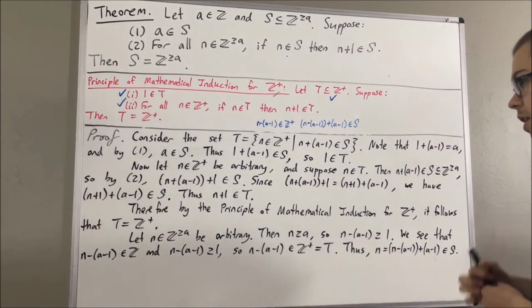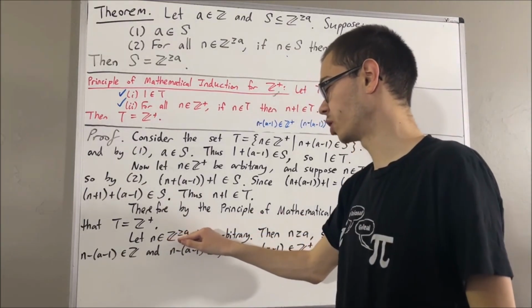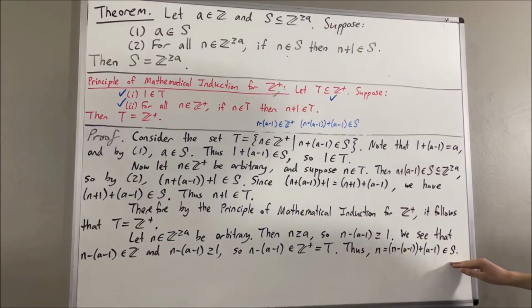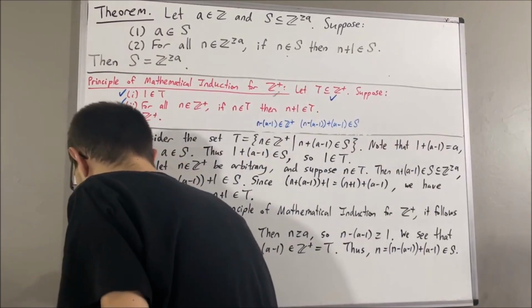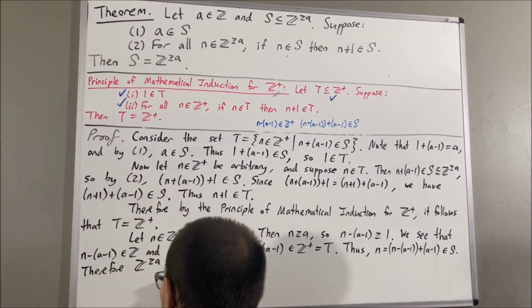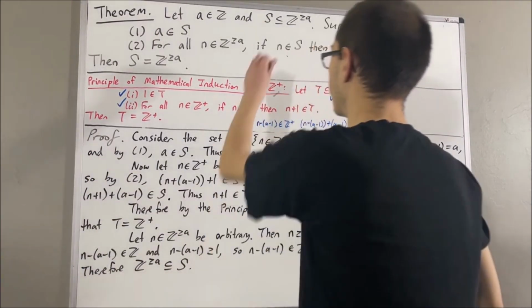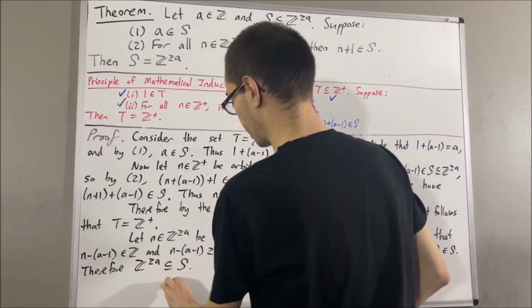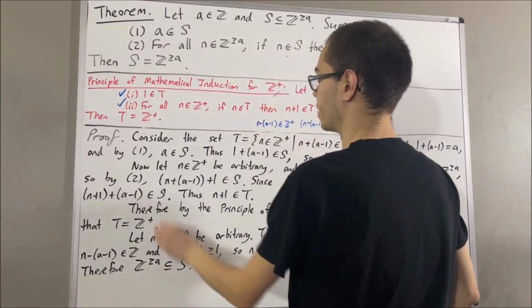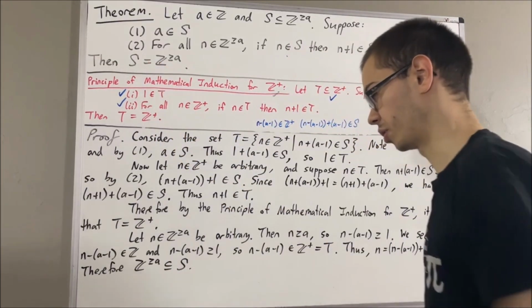So this shows that if n is any integer greater than or equal to a, then n is an element of S. And that tells us that the set of integers greater than or equal to a is a subset of S. And so, since S is a subset of the integers greater than or equal to a, and the integers greater than or equal to a is a subset of S, that tells us S is equal to the set of integers greater than or equal to a.